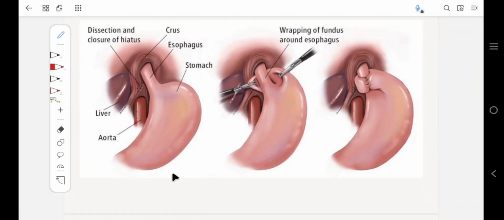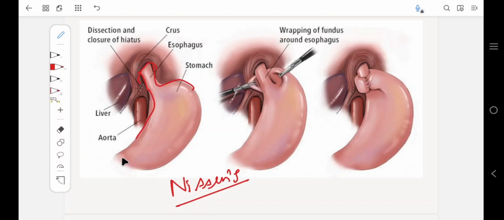So this is a picture showing Nissen fundoplication. So this is Nissen's fundoplication. Here we have seen this is esophagus and this is the crus of the diaphragm. This is the esophagus and fundus.